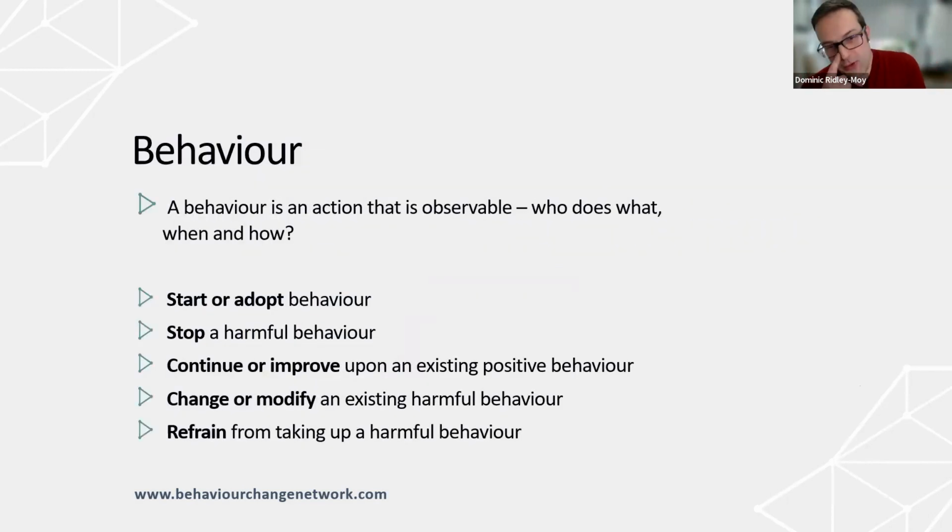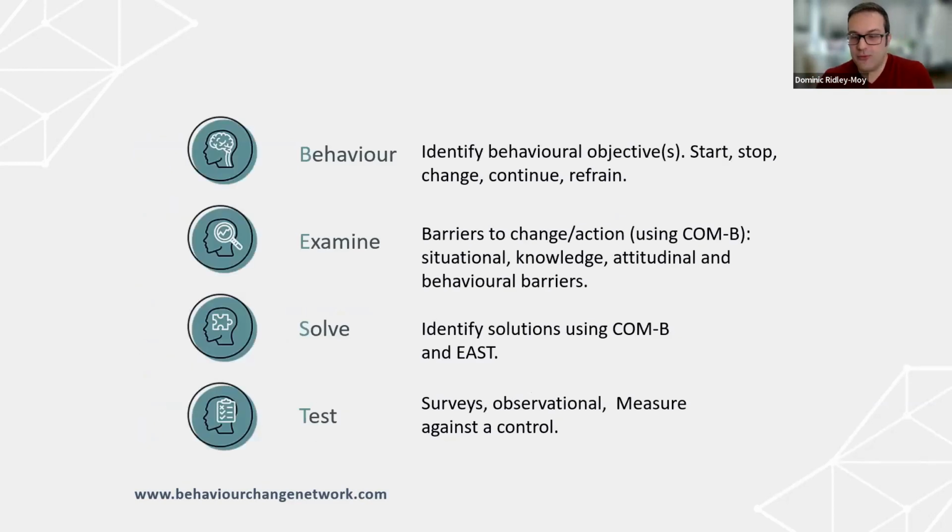So in terms of thinking through behaviours, there are a number of things you can do to think about what it is you want to shift. This is from the Government Communications Service, and they define behaviour as an action that is observable, and it's thinking about who does what, when and how. So it's very much around starting or adopting a new behaviour, or stopping a harmful behaviour, thinking about what it is that we want people to do. Are they doing something new, or are they improving on something they do? What is that very specific behaviour you want to get people to shift?